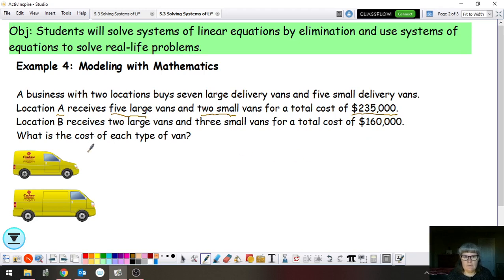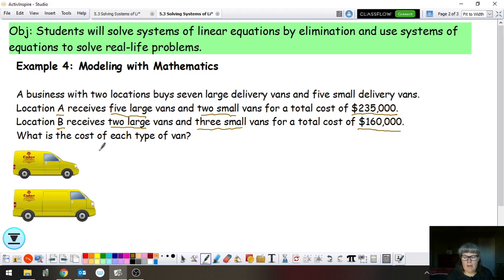Location B receives 2 large vans and 3 small vans for a total cost of $160,000. So B has 2 large, 3 small, $160,000. What is the cost of each type of van?